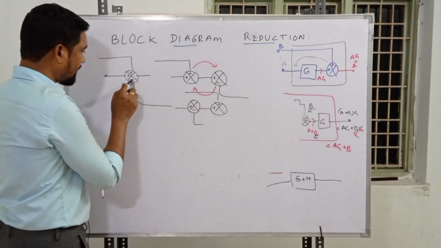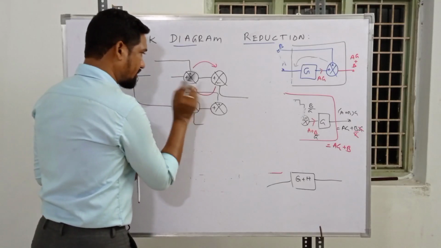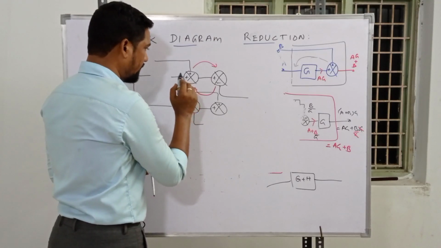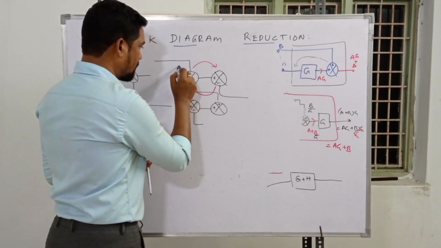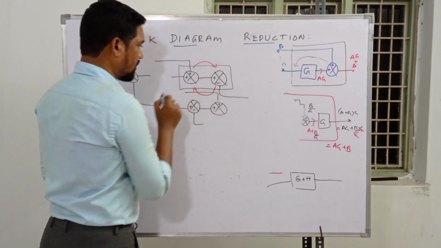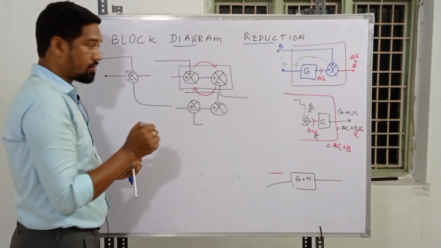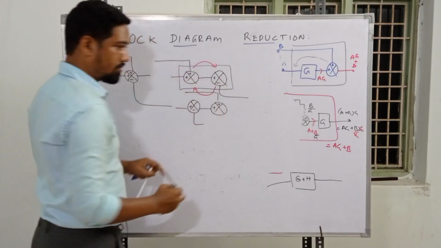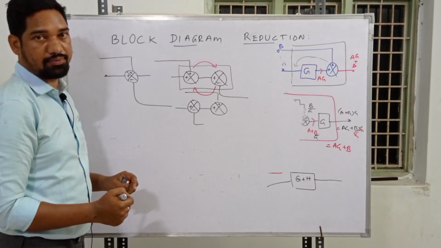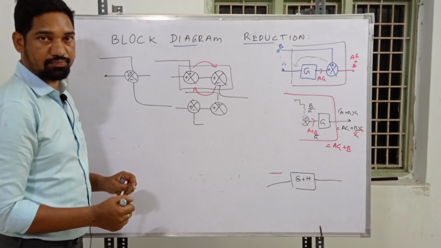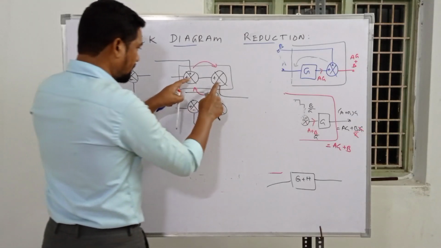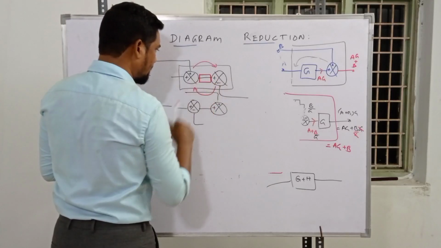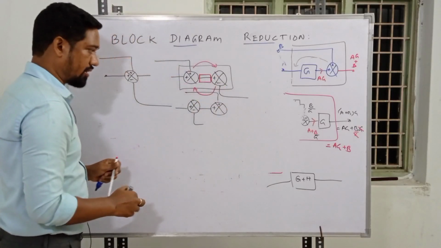If you come across this one, this could be split to this type. Or else, during the block diagram reduction process, you may come across a situation where summing points are next to each other. We have to make sure that nothing lies in between these two, and we can interchange the position according to our convenience. That is allowed in the block diagram reduction rules.